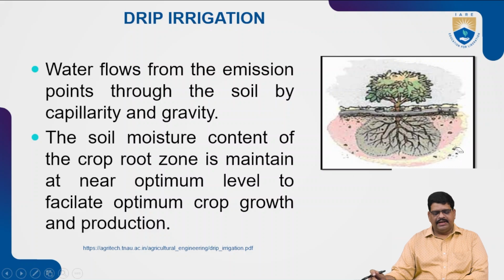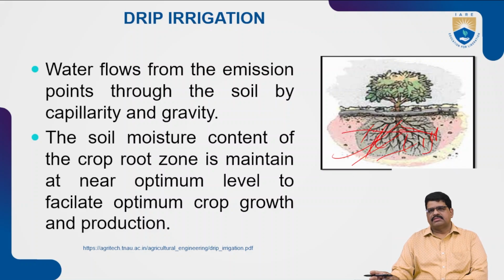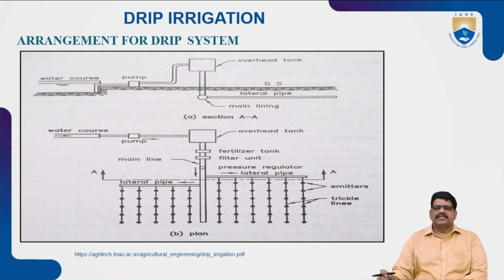So let us see how to maintain the optimum conditions for growth. This is the supply, and this is the root zone, as we know very well. The water is supplied directly to the root zone, so whichever water is actually required can be absorbed by the plants. This is the system of irrigation. Let us see the arrangement of the drip irrigation system.